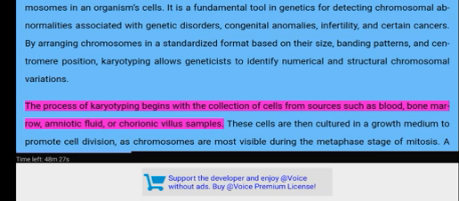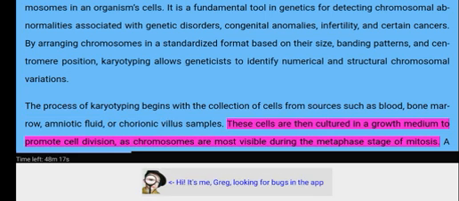The process of karyotyping begins with the collection of cells from sources such as blood, bone marrow, amniotic fluid, or chorionic villus samples. These cells are then cultured in a growth medium to promote cell division, as chromosomes are most visible during the metaphase stage of mitosis.